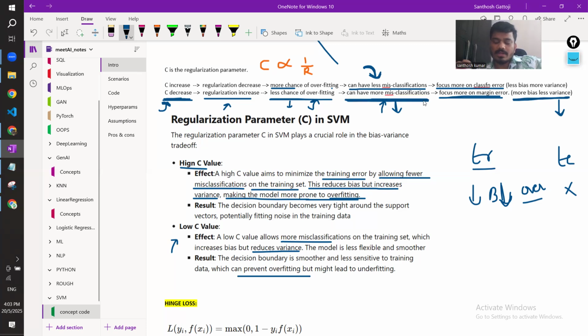That means initially you're okay with two or three misclassifications, but if you keep decreasing C, then more and more misclassifications you are saying okay, like 20, 30, 40. If out of 100 points there are 50 misclassifications, then it is underfitting. That means it is not fitting at all. So that's why a very small value is not good, and a very high value is also not good. Clear? Okay, fine.